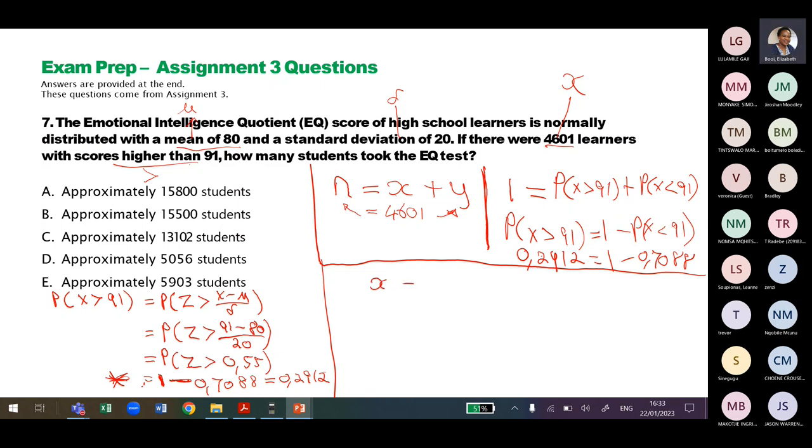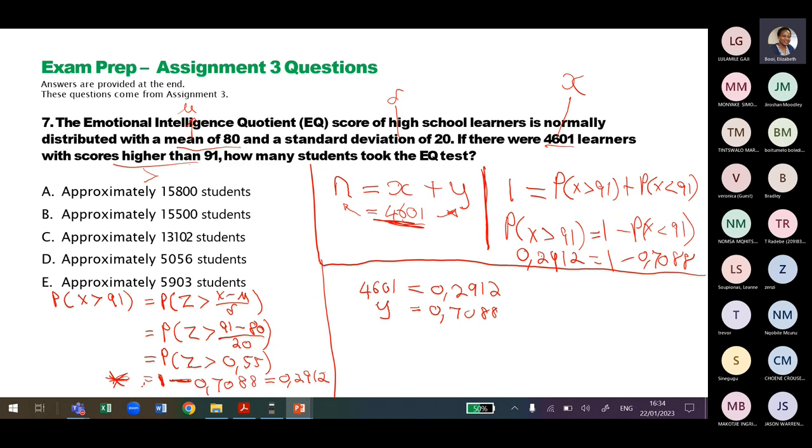So if x is equal to 4,601, actually our x, we know what x is, sorry, my bad. x is 4,601. If we know that that is the same as 0.2912, and we need to know what y is, because x we know, right? But we don't have y. We know that the proportion of y is 0.7088. So let's find y.